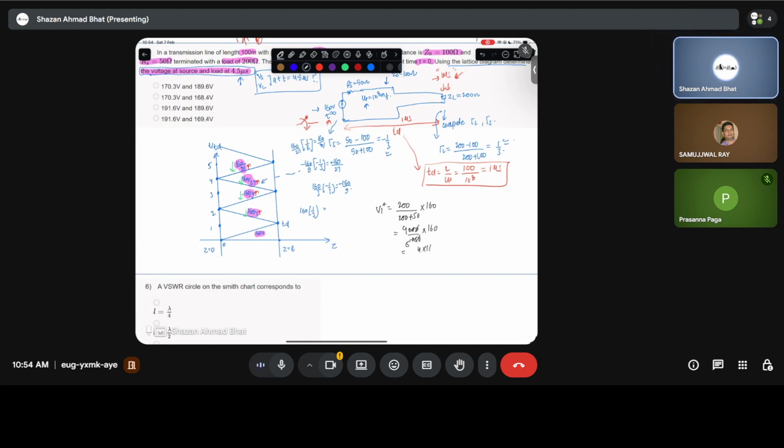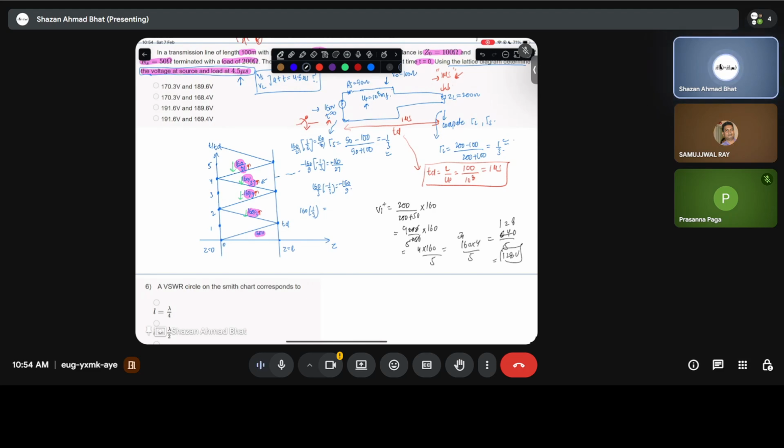160 into 4 by 5. How much is this? It's 640 divided by 5, so it'll be 128 volts, right? Yes, it should be 128. That's a mistake I made here.